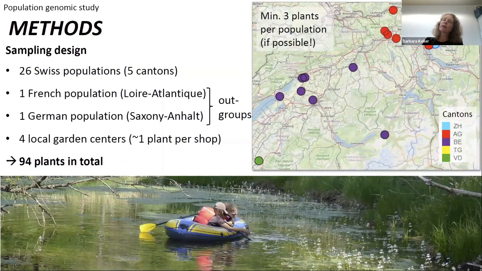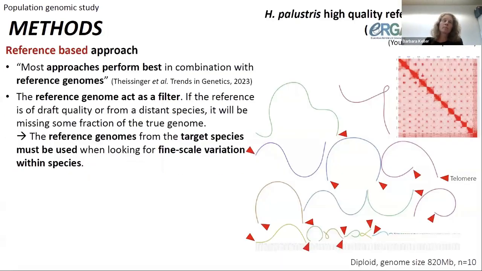To do that, we collected plants from 26 Swiss populations, always 3 plants per population if possible. And as outgroups, we collected a population in France and one in Germany. In addition to that, we included plants from 4 local garden centers.